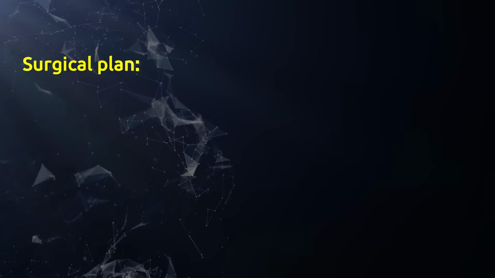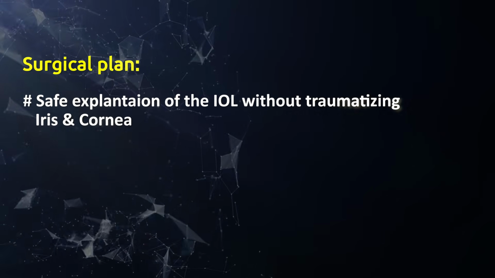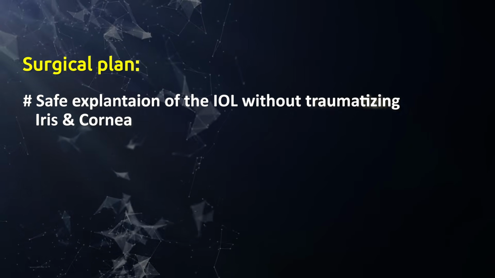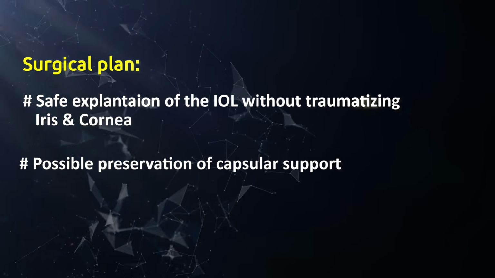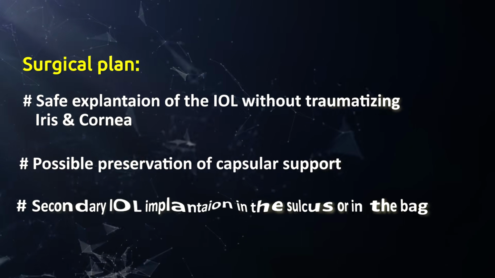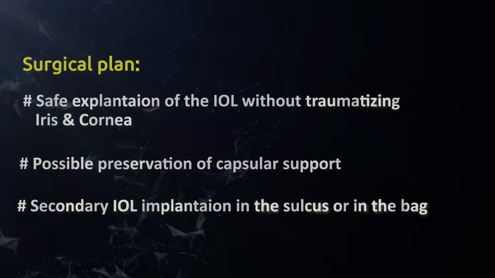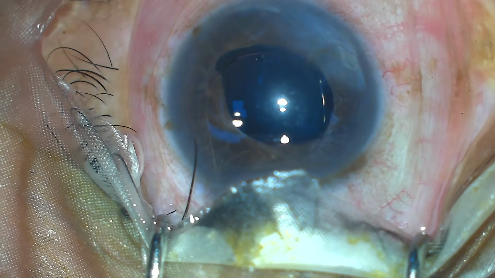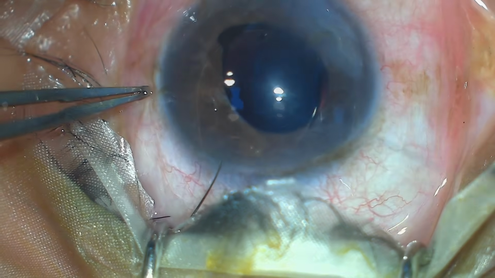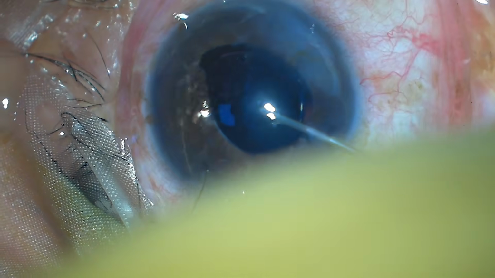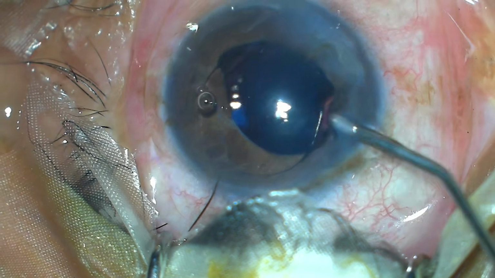Given the complexity of the case, the surgical plan was aimed at safe and atraumatic explantation of the IOL without further damaging the adjacent structures. Precaution was also taken for possible preservation of capsular support and secondary IOL implantation either in the sulcus or inside the capsular bag. Under peribulbar anesthesia, a side port was made at 10 o'clock position, and dispersive along with cohesive viscoelastic were injected to protect the endothelium and to adequately deepen the anterior chamber.